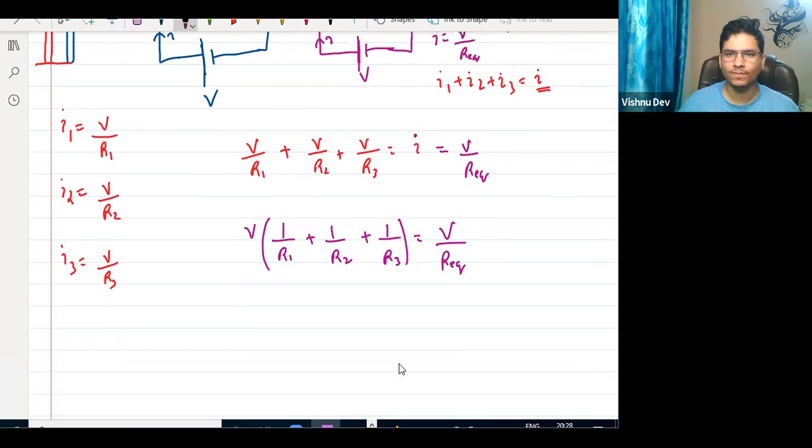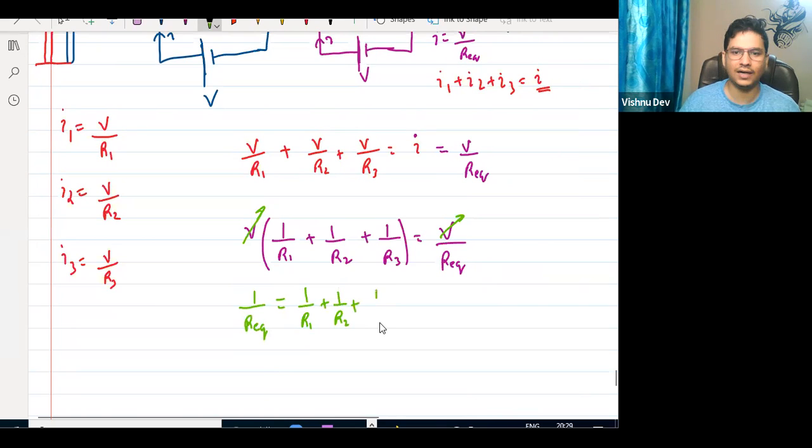V, Req. The V will cancel here because V is on both sides, so it will cancel. Then what do we get? 1 by Req is equal to 1 by R1 plus 1 by R2 plus 1 by R3. Yes or no? Understood, everyone?